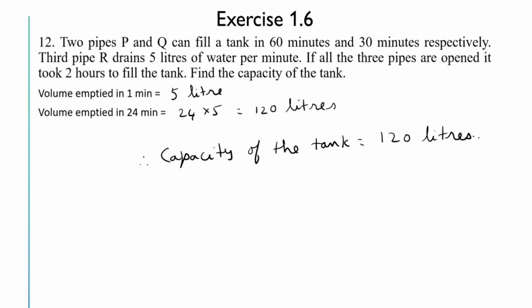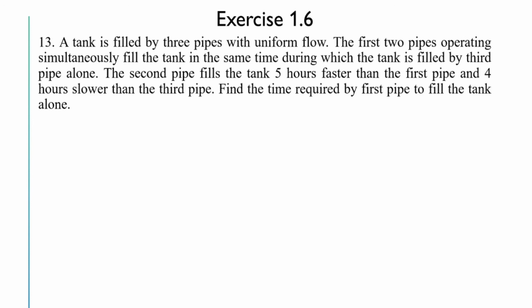I hope this is clear. Next question. A tank is filled by 3 pipes with uniform flow. The first 2 pipes operating simultaneously fill the tank in the same time during which the tank is filled by the third pipe alone. The second pipe fills the tank 5 hours faster than the first pipe and 4 hours slower than the third pipe. Find the time required by first pipe to fill the tank alone.